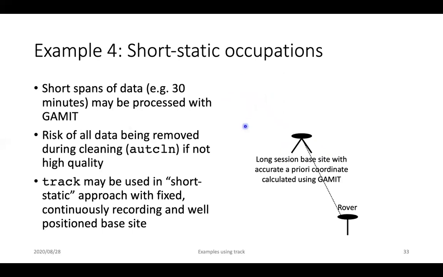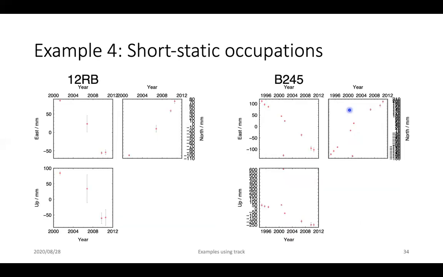We could do that for several roving sites, and in the end, we would build a network of short static occupations relative to a longer fixed site and build our network this way. It's a little bit more complicated than normal gamut processing to build a network, but nonetheless, you can get results this way. And now I'll show you some of the results that I've done previously.